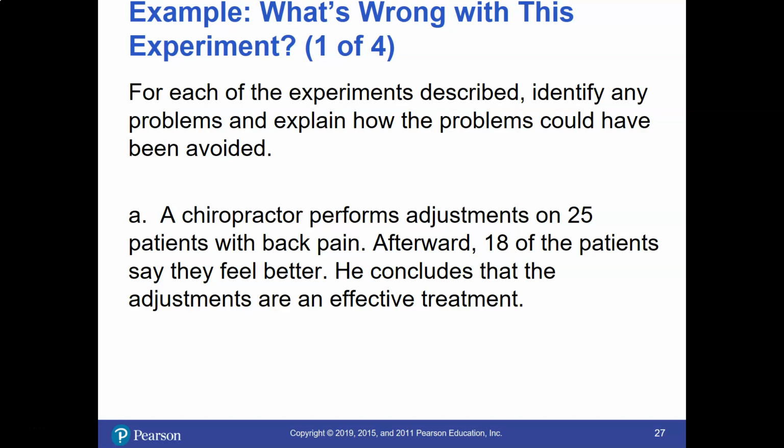So let's look and see what's wrong with each of these experiments that are set up. Example A: a chiropractor performs adjustments on 25 patients with back pain. Afterward, 18 of the patients say they feel better. He concludes that the adjustments are effective. Well, the problem with this is every single person received the treatment, so there's no control group to compare it with. He should also have a group of 25 patients who don't get the treatment, and then you could compare their improvement over time.